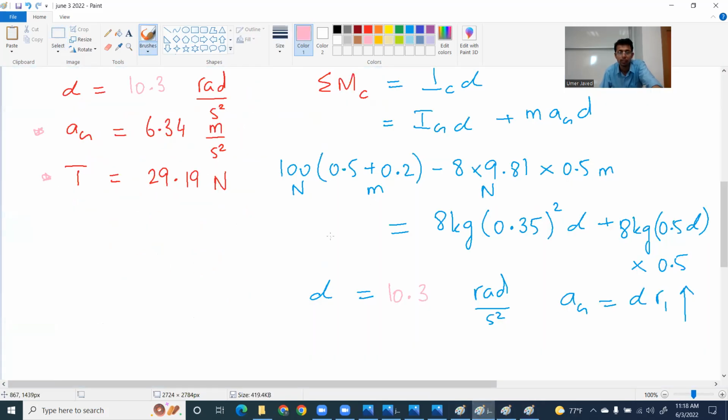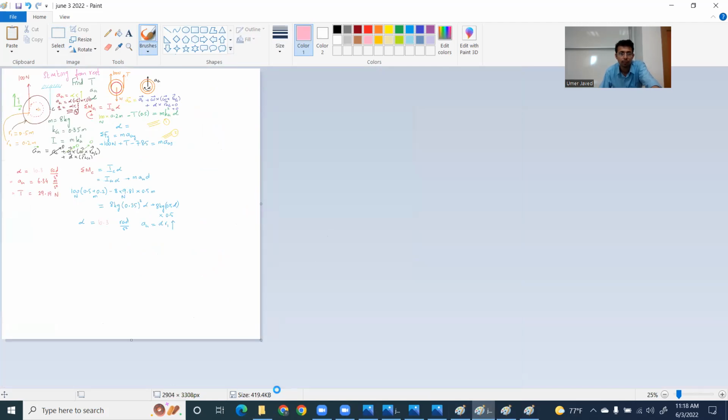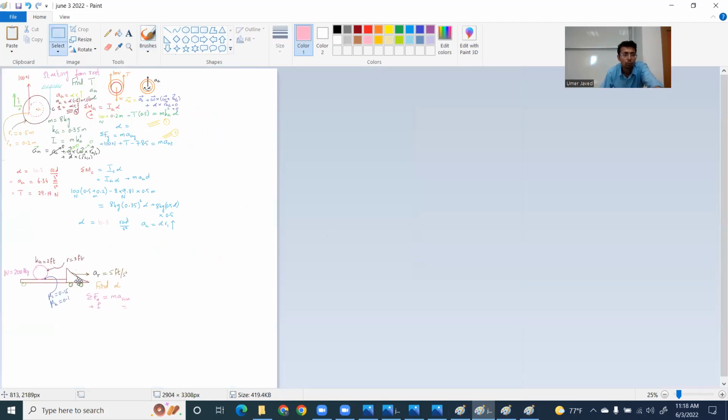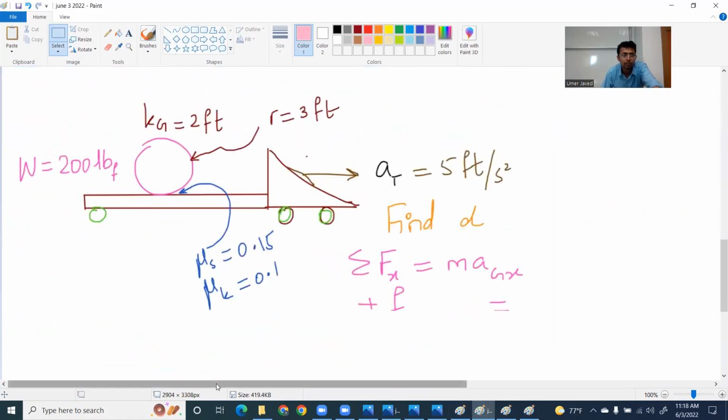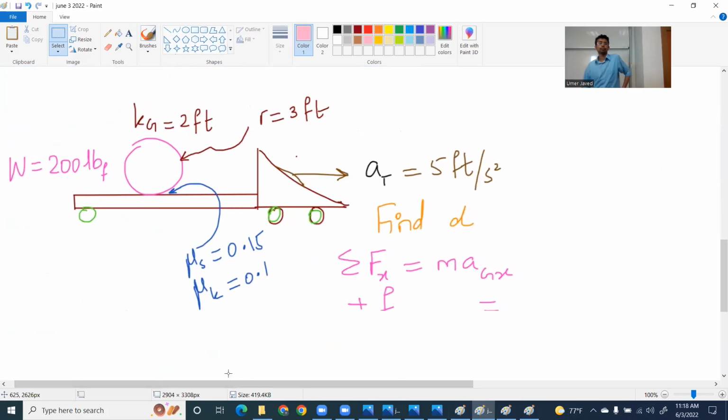Where is my 32.2? 32.2. No, meter per second square means feet per second square. The g value is feet per second square.